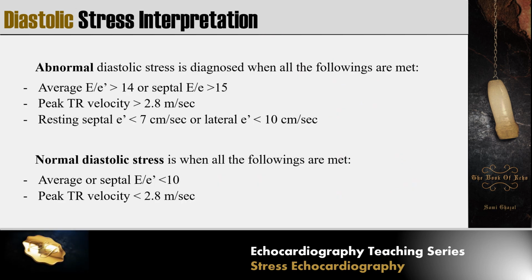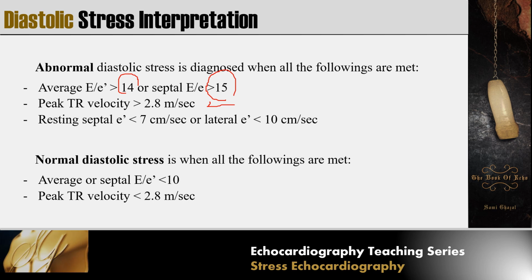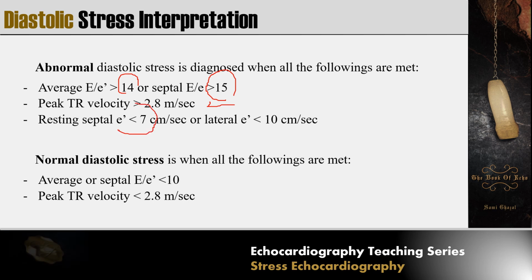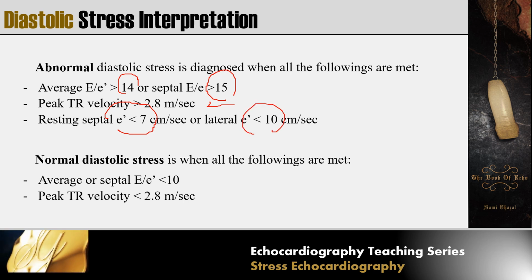Interpretation. We call it abnormal diastolic stress if all of the following are met. You need an average E over E prime more than 14, or septal more than 15, and peak TR more than 2.8. Of course, you can go back to diastolic dysfunction. And then at baseline, you need to have some sort of impaired relaxation, so septal E less than 7 or lateral less than 10, which is impaired relaxation to start with.